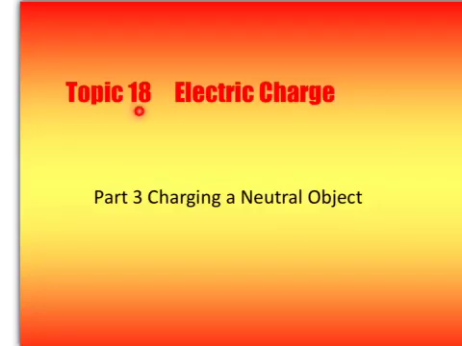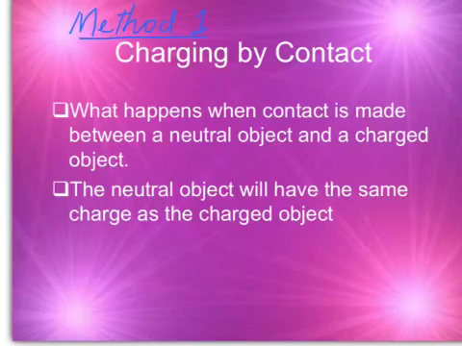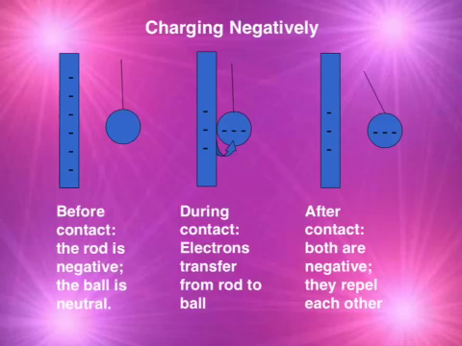Topic 18, Electric Charge, Part 3, Charging a Neutral Object. Method 1, Charging by Contact. What happens when contact is made between a neutral object and a charged object? The neutral object will have the same charge as the charged object. That's a process involved in charging an object with a negative charge.